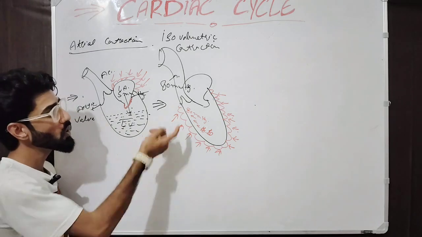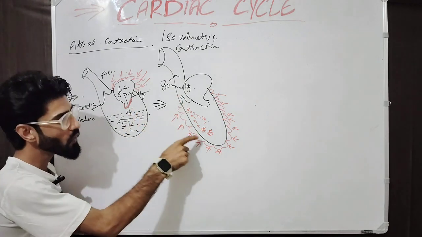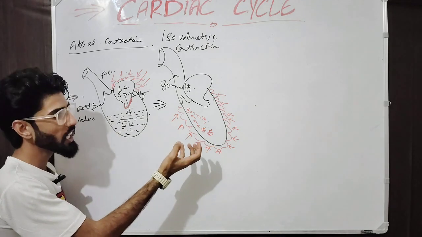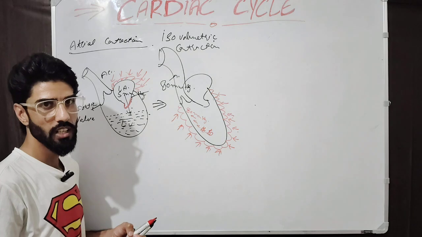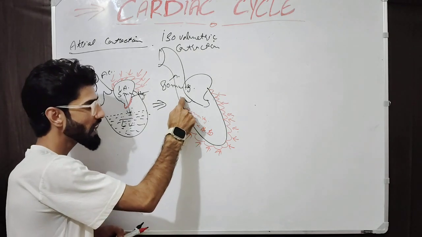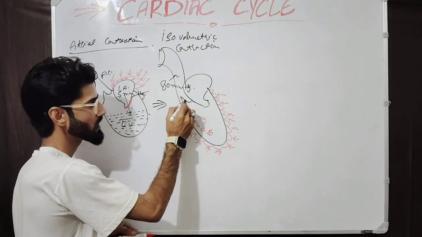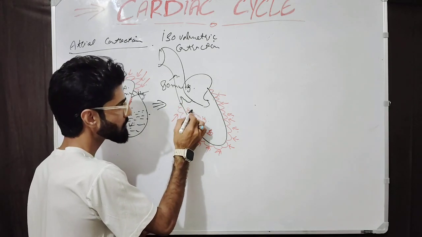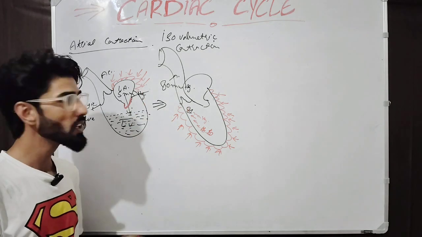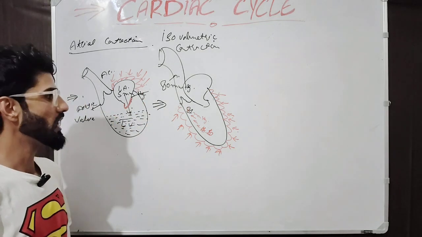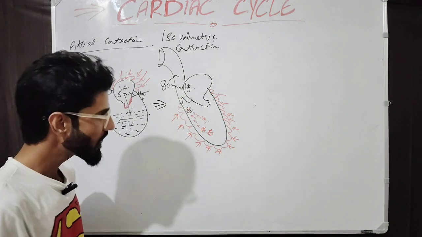So it will not lead to opening of the aortic valve, because the pressure is the same. But as it keeps on contracting, when the pressure here becomes more than the aortic pressure, which valve will open? Yes, the aortic valve. So when the pressure becomes 81 millimeter of mercury, it will open the aortic valve. Understood? So this was the isovolumetric contraction.